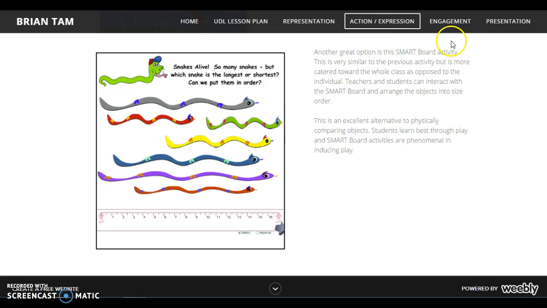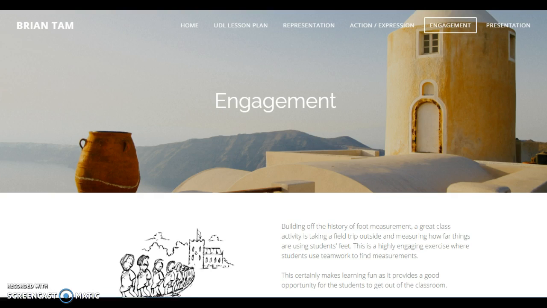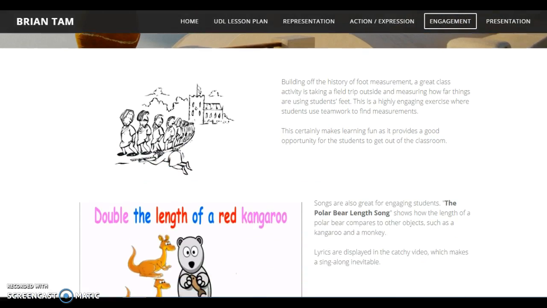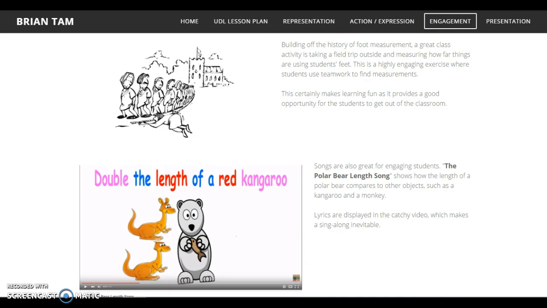And finally, my engagement UDL options. Building off the history of foot measurement, a great class activity is taking a field trip outside and measuring how far things are using students' feet. This is a highly engaging exercise where students use teamwork to find measurements. It certainly makes learning fun as it provides a good opportunity for the students to get out of the classroom.